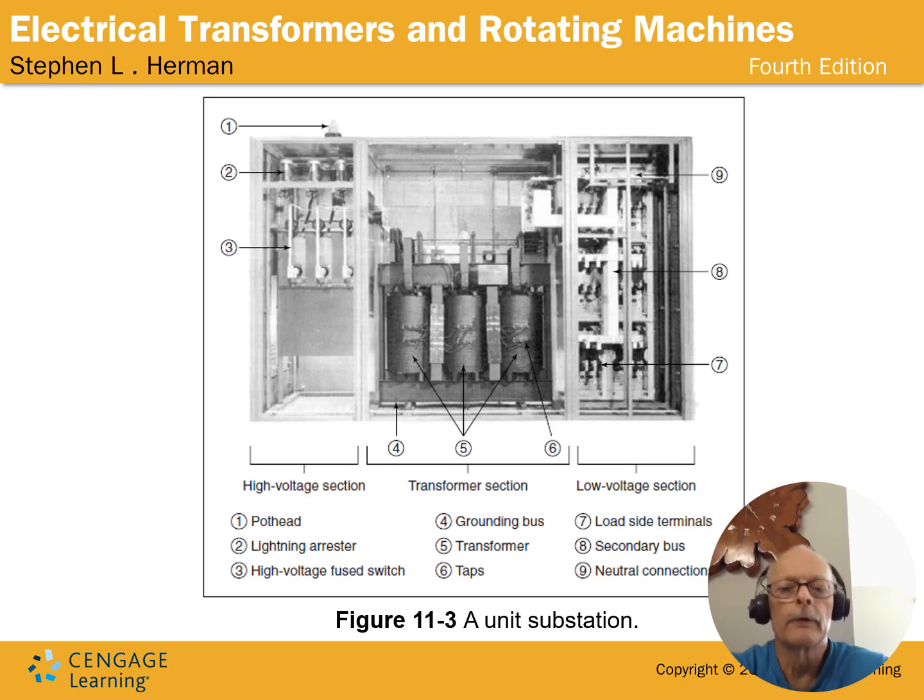Here is just an example of that. In the middle, you've got a transformer, three phases. 4, 5, and 6 show the grounding bus, and 5 is the transformer. You see it points to three different locations there, and you have your high voltage section, where the power comes in from the source. We're assuming this is a step down transformer. Then you have the low voltage section, where the output would be taken off.